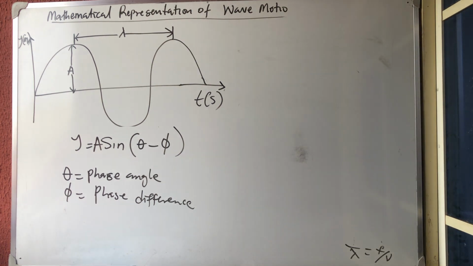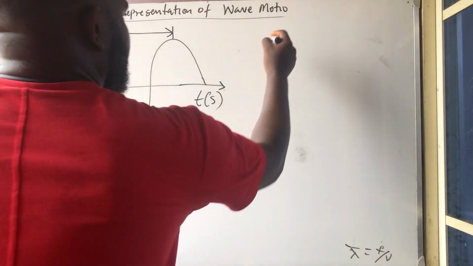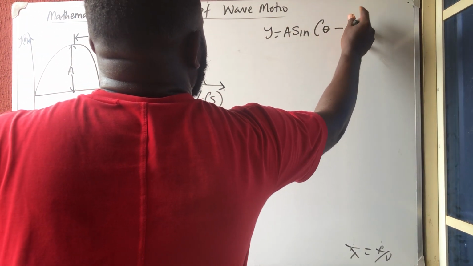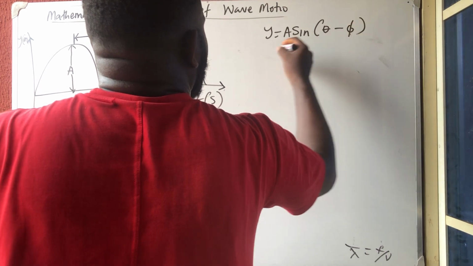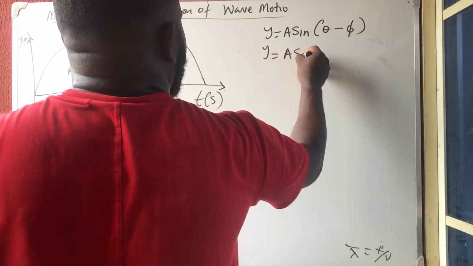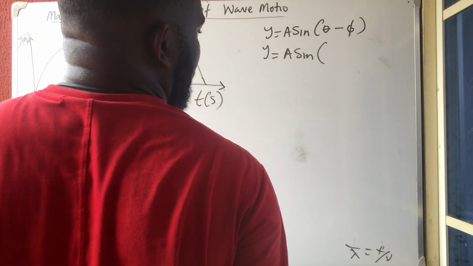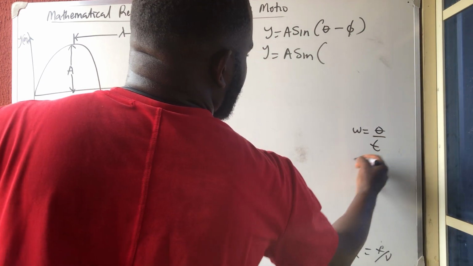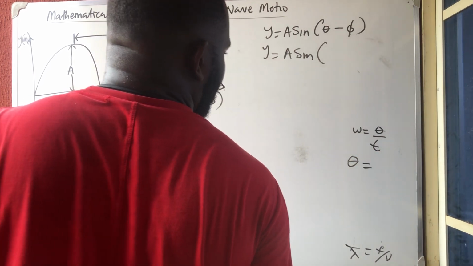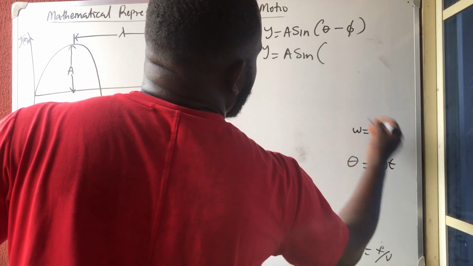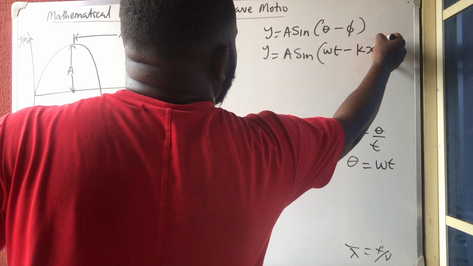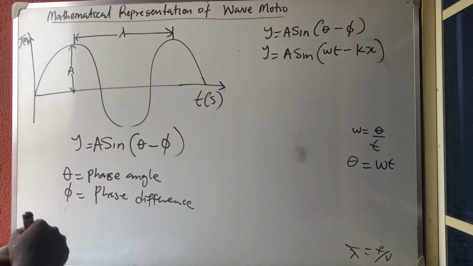So let me continue here, that y is equal to A sine theta minus phi. Don't forget that theta is equal to omega t, because omega is angular displacement over time. So the angular displacement, or the phase angle, is known as omega t. So we have omega t minus kx.